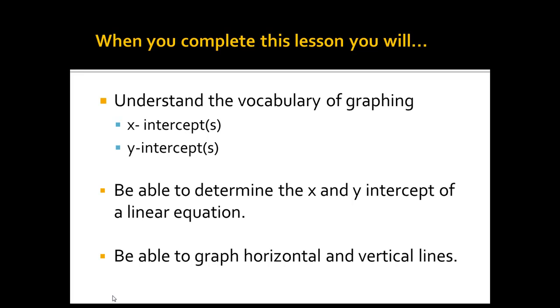Alright, when you complete the homework in this lesson, you will understand more of the vocabulary of graphing. You'll hopefully have a good understanding of what an x-intercept and a y-intercept is. You'll be able to determine the x and y-intercepts of a linear equation by either looking at the graph or solving for that with the equation. And you'll be able to graph horizontal and vertical lines correctly.